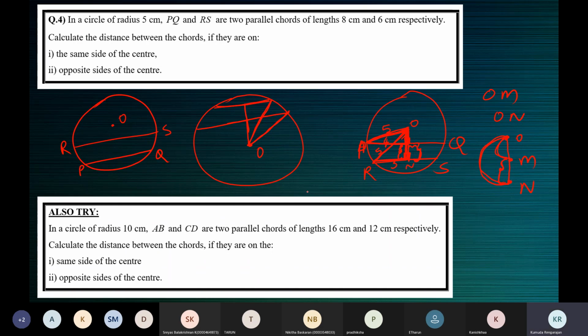So how much is ON? You will get something for ON and then something for OM. ON minus OM is the distance between the two chords, when they lie on the same side of the center.